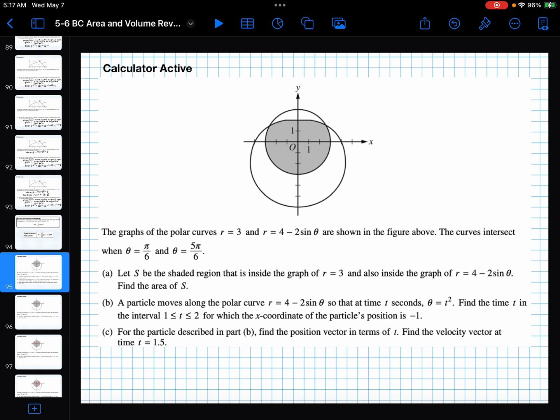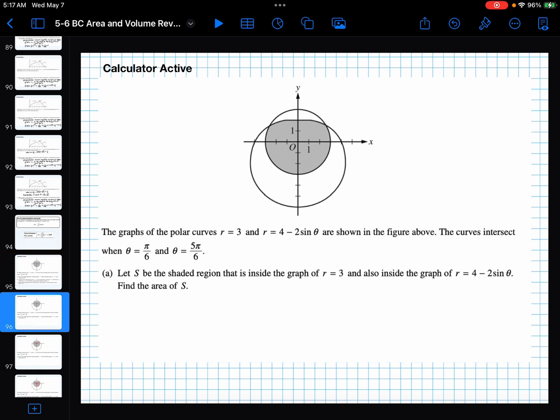You might get this as a non-calculator question, so please just keep that in mind. You can figure out what these graphs are based on the clues in the problem. So we're going to look at part A. S is the shaded region inside the graph of that circle, r equals 3, and also inside the graph of r equals 4 minus 2 sine theta. We want to find the area of S.